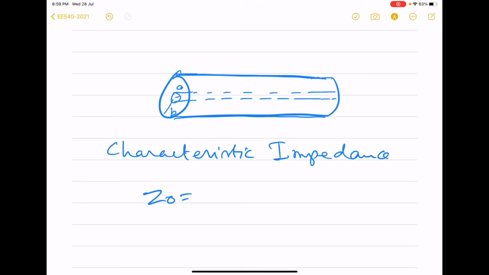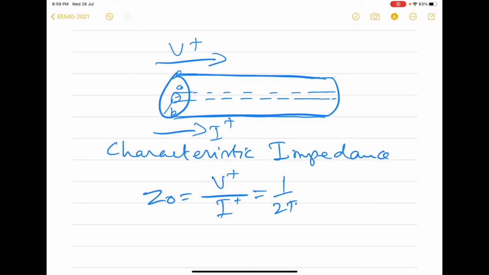Designated as Z0, this is the ratio of the voltage traveling in this direction to the current which is also traveling in this direction. That means forward traveling voltage over forward traveling current. And for any given specific geometry, that is the dimensions of this coaxial cable, this will turn out to be 1 by 2 pi square root of mu by epsilon ln b by a.